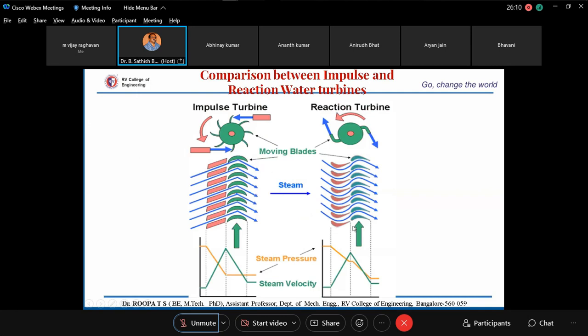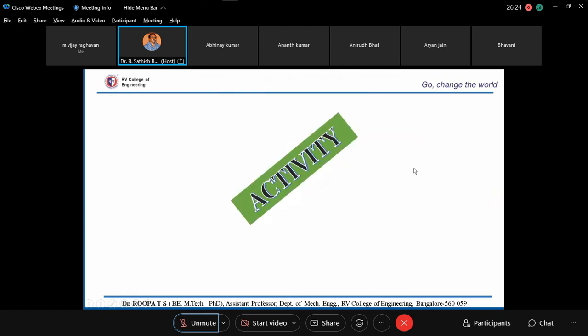This we already discussed: how the pressure and velocity vary as the water flows through the nozzle and through the blades in the case of impulse and also reaction turbines. So today let's begin the session with an activity. Let me check how many of you understood the detailed classification and the category of different hydraulic turbines. So, moving on to the activity.